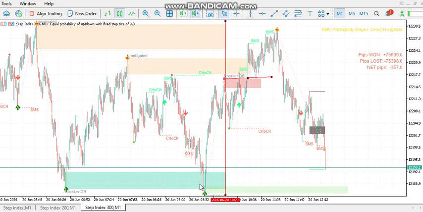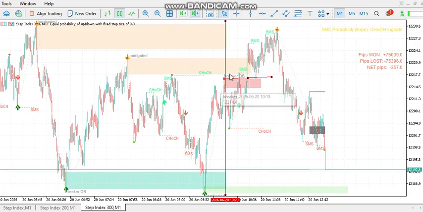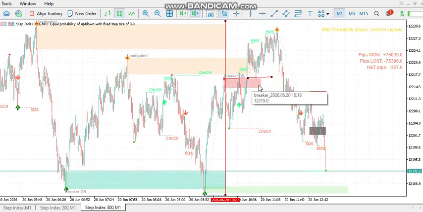You can see this is the second confirmation entry. This is our lower low again. Then we go again and find our higher high level where we have our breaker OB. We can see what our breaker OB did. It appeared at this particular level.